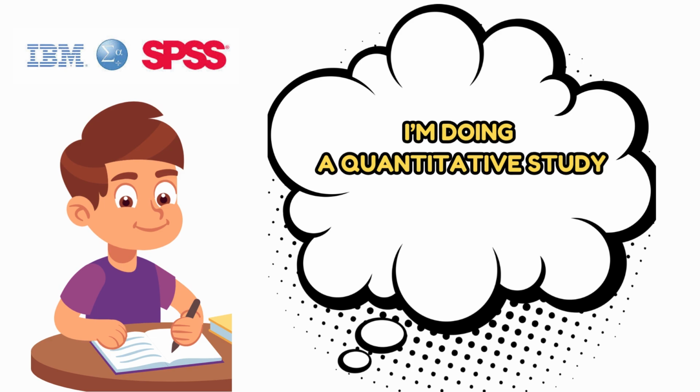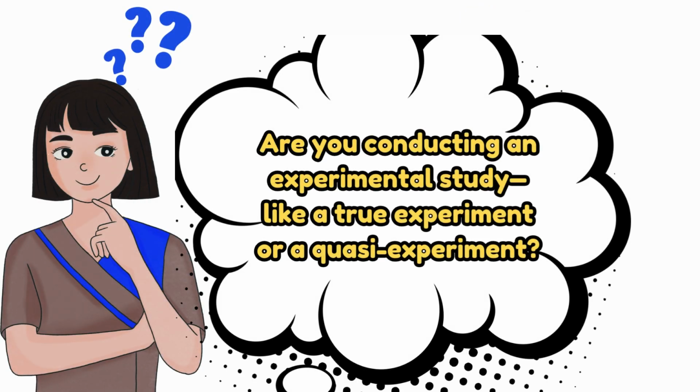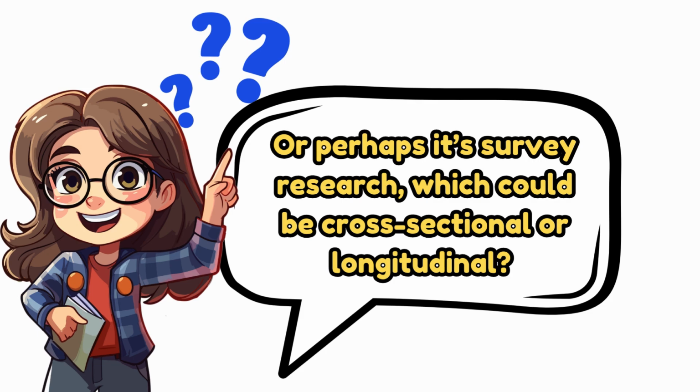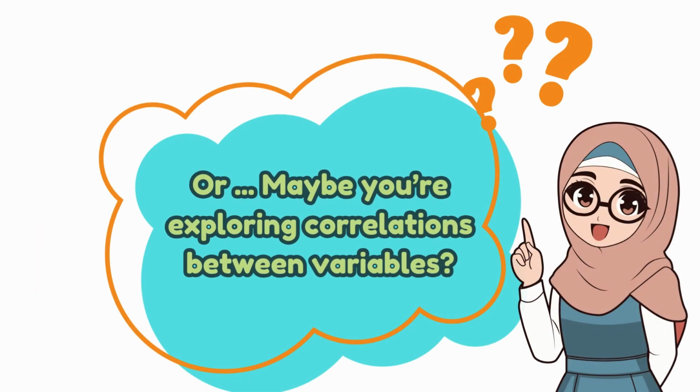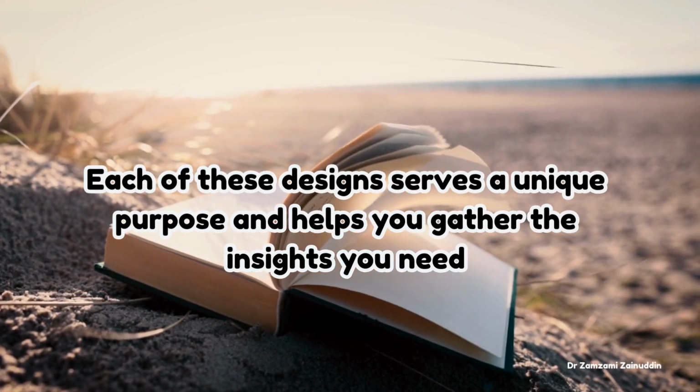Imagine you're starting a research journey and you say, "Hey, I'm doing a quantitative study." The next question you might get is, "Cool, but what kind of quantitative research are you doing?" This is where it gets exciting. Are you conducting an experimental study, like a true experiment or a quasi-experiment? Or perhaps it's survey research, which could be cross-sectional or longitudinal. Maybe you're exploring correlations between variables. Each of these designs serves a unique purpose and helps you gather the insights you need.